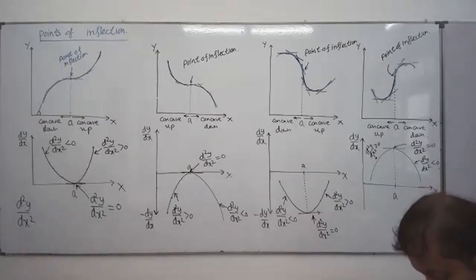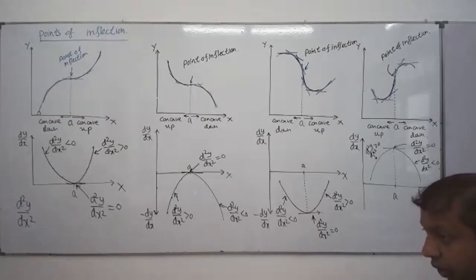Number 2, write down. If a graph is concave down in an interval of x, the second derivative in that interval is negative.